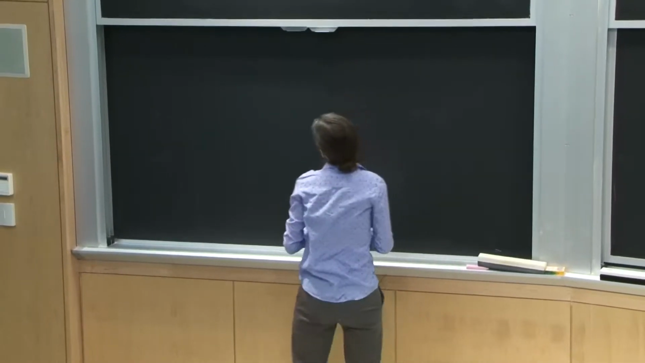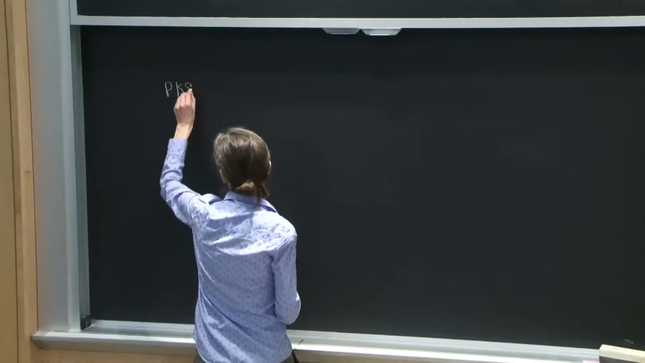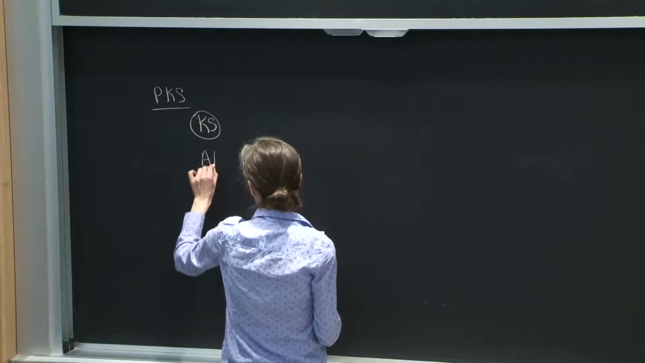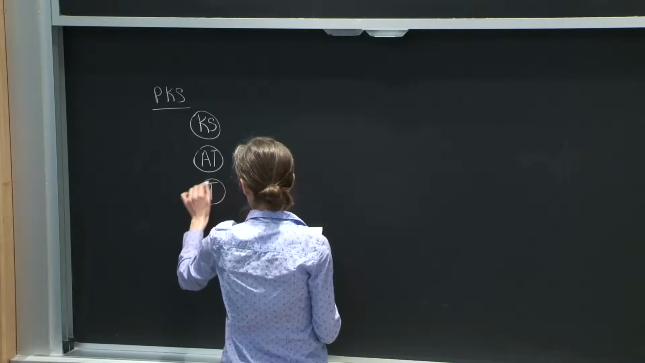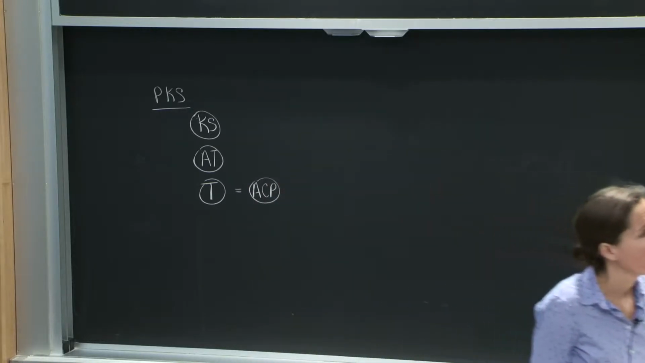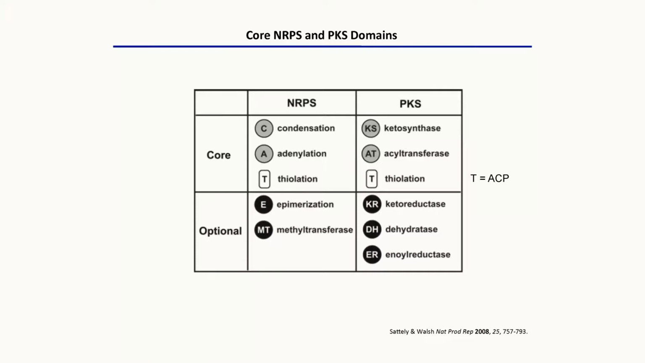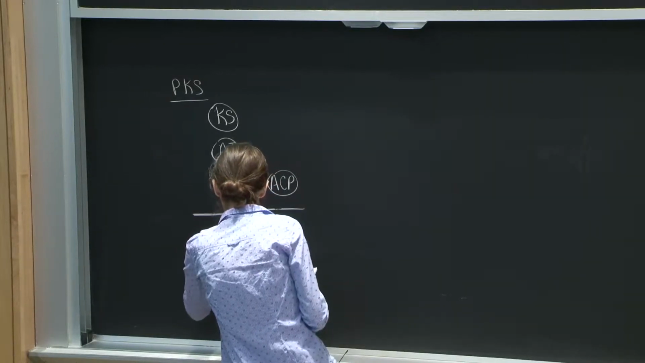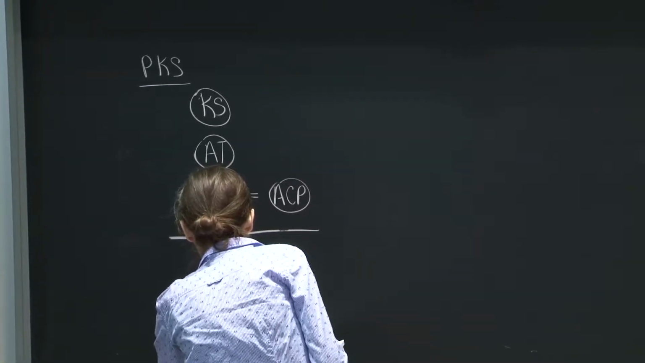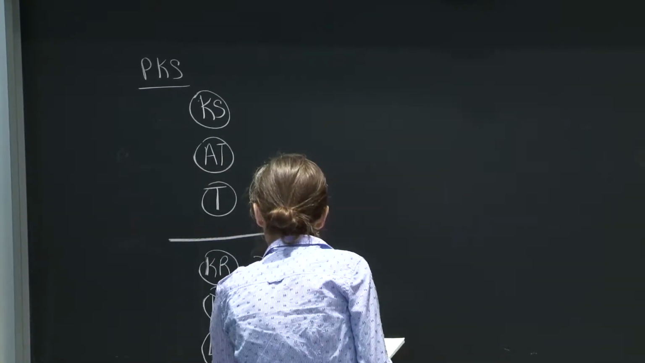Okay, so for PKS, here we have the ketosynthase, we have the acyltransferase, and then we have this T domain, which equals acyl carrier protein here. Okay. So then what about these tailoring domains that were required to produce the fatty acid? What we see in polyketide biosynthesis is that those domains are optional. One or more of these domains may be in a given module.